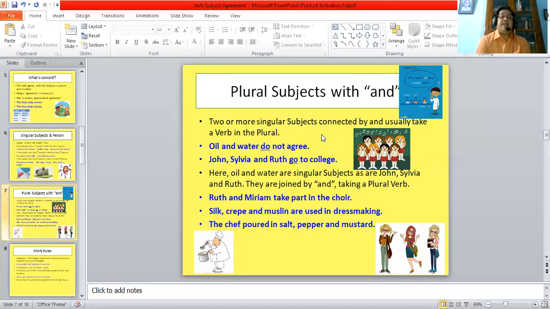The chef poured in salt, pepper, and mustard. This is in the past tense, of course, but again, it will take a plural verb. So this is about plural subjects.